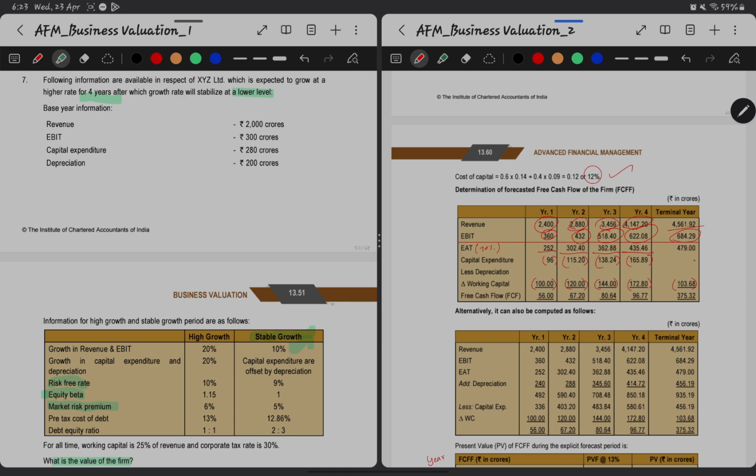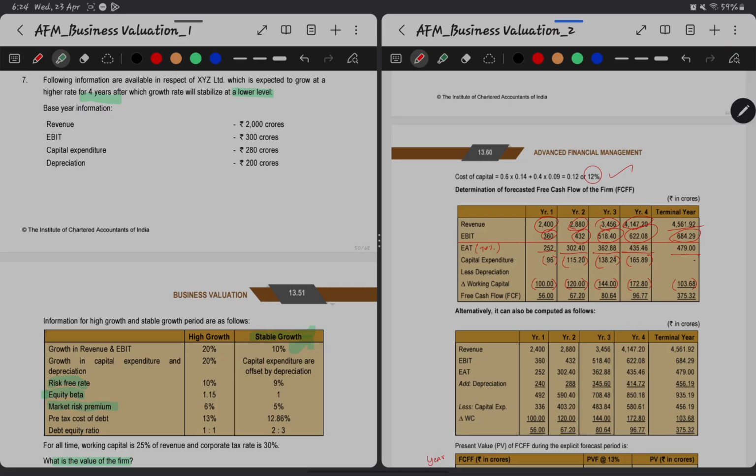Here also the tax rate remains same in both the cases, so for all time tax rate is same, and even the working capital changes. So 30 percentage tax rate, so 479. Now capital expenditure, in case of the first 4 years growth rate, they have told it is 20 percentage growth rate.